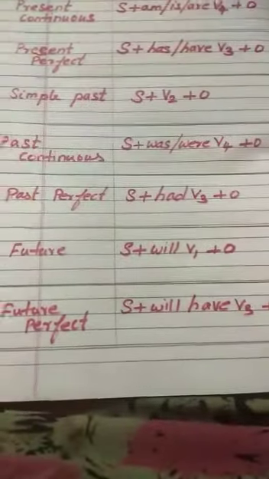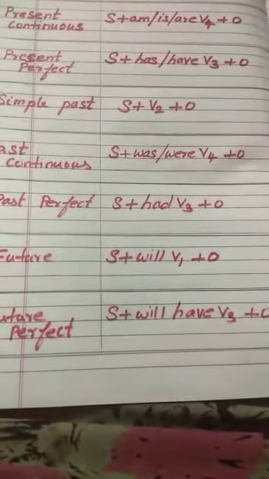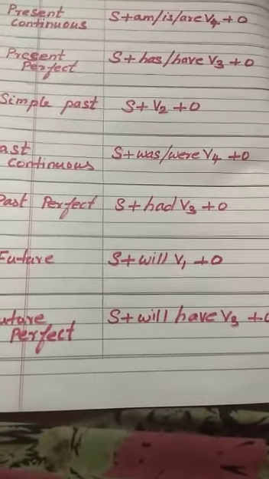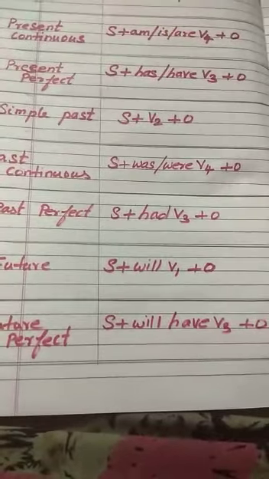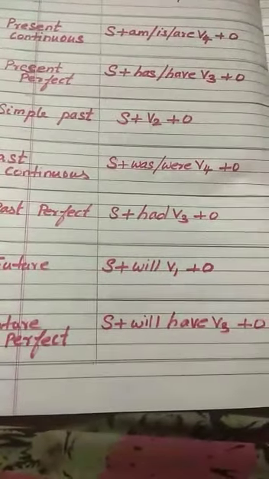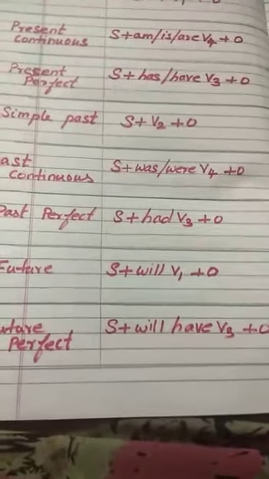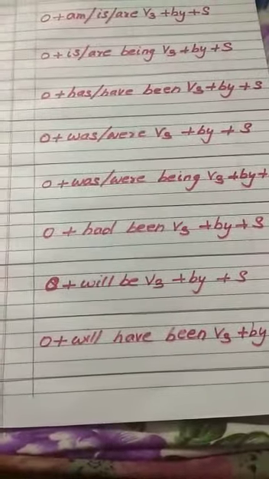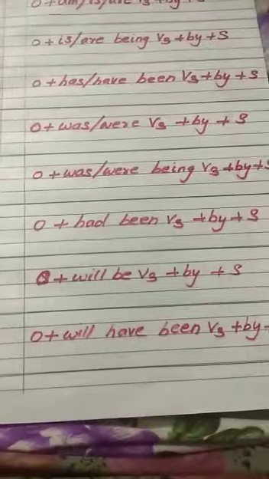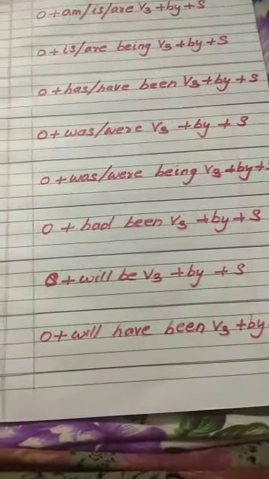Now next, future tense. In future tense, modal auxiliaries will be used. Subject, will plus V1 and then object. So here we will be using will. Instead of will, can, may, or anything can be used. Next to that we will be having only the present verb. When this is converted, we will be just adding be. So object plus will be V3 by subject.